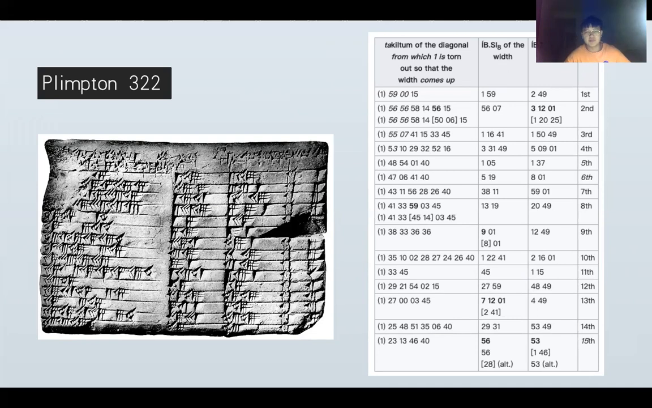So why would this copier copy this clay tablet? People guess that the copier might be a teacher, or someone trying to share this information with someone else. So from this point, we can guess that in ancient Babylon, teachers in school might have been teaching Pythagorean triples, and this is an example for them. So that's really interesting.